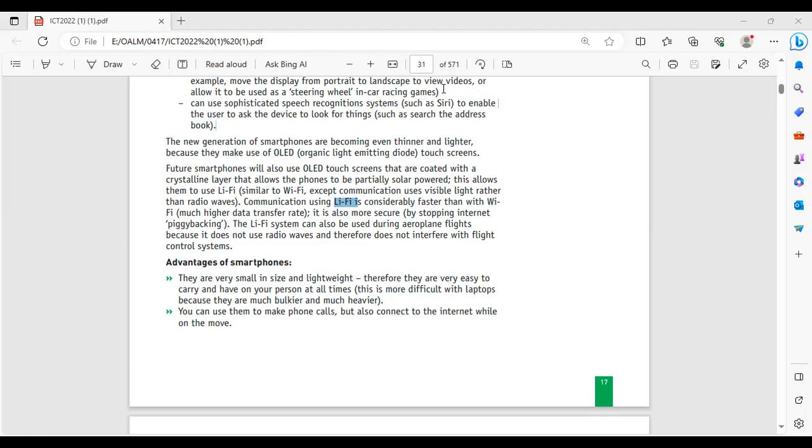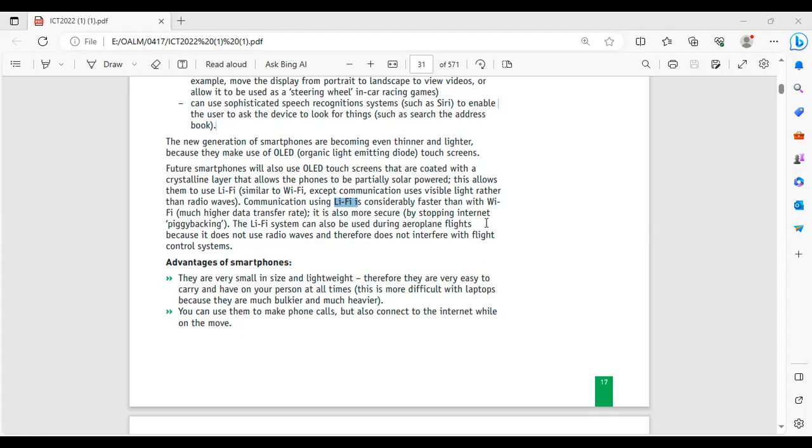Okay, OLED means organic LED. Organic means it will be very flexible. You know, in future, mobile will be like paper. You can fold a mobile like paper. So how much will it be flexible?